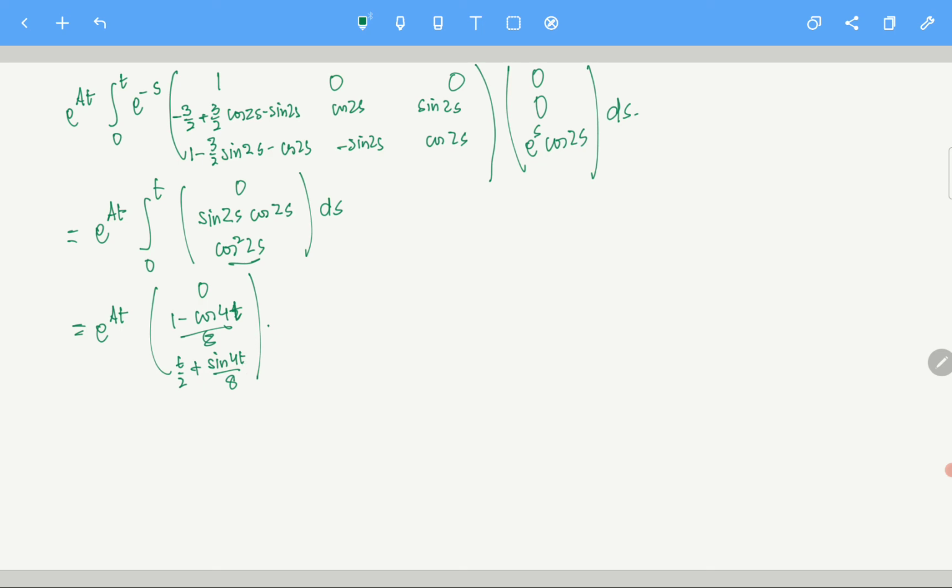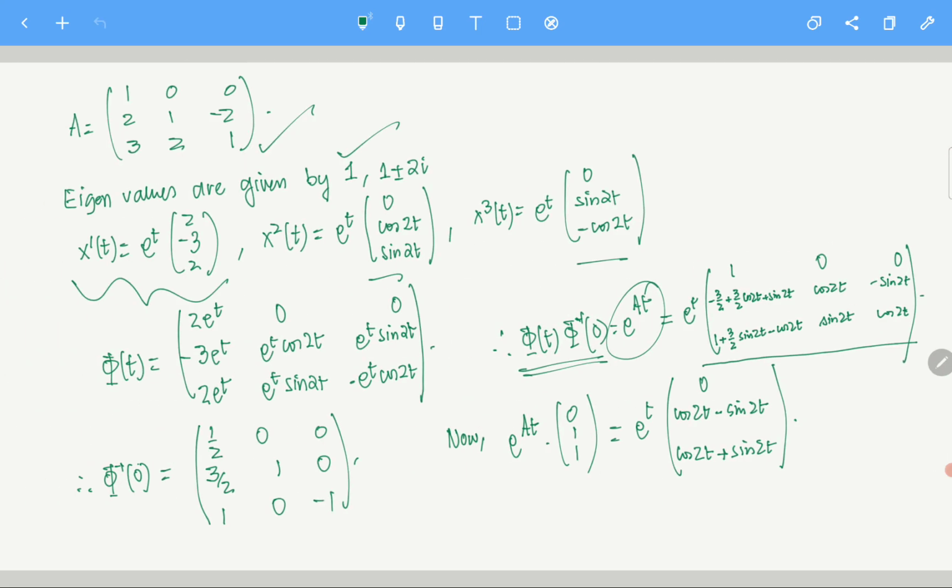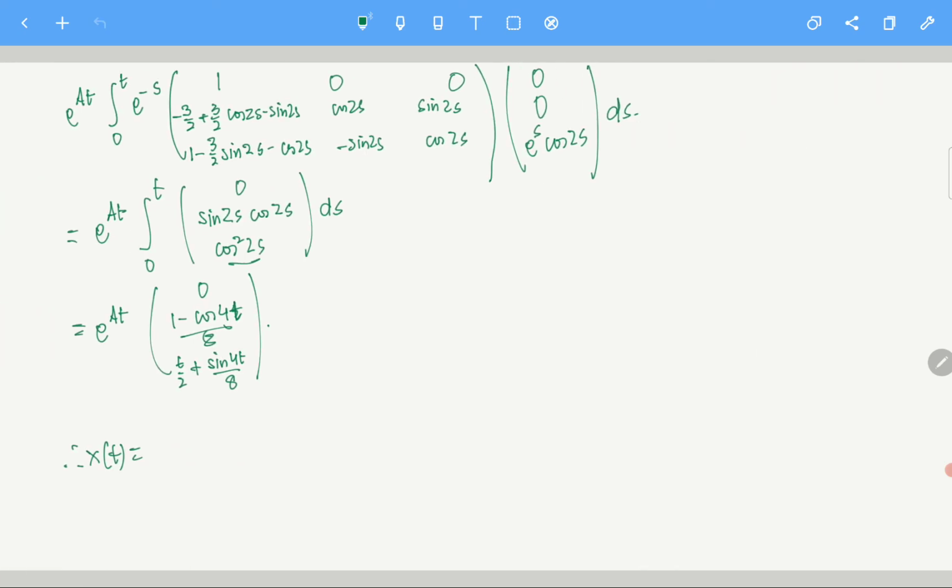Now the general solution, therefore, not the general solution, the solution x of t is essentially this particular thing plus this one. So let us write it down. It is e power t, if I just write everything together, and then it is 0, cosine 2t minus... yes, this is fine. You have to do more work also.